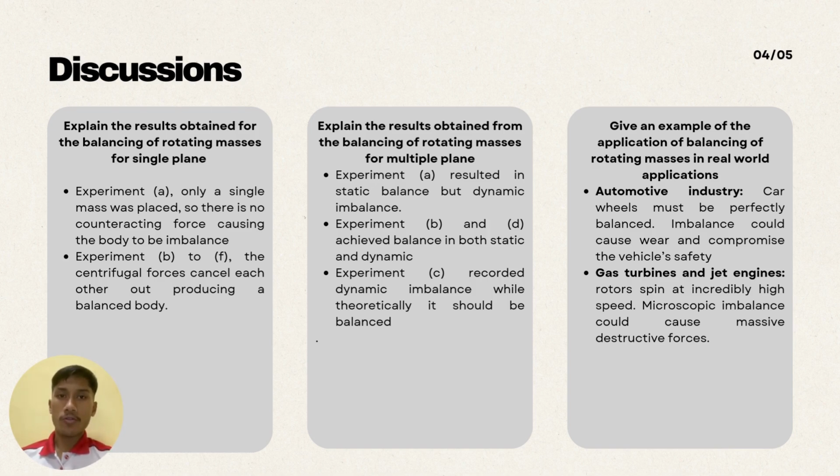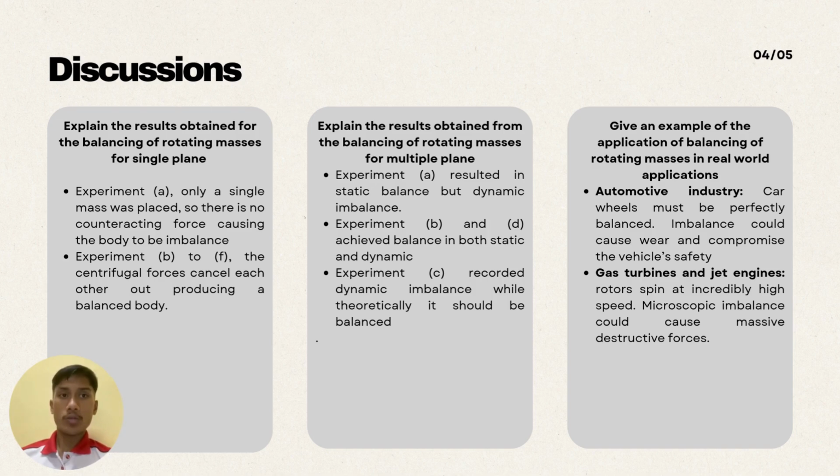So basically for question number 1, explain the results obtained for the balancing of rotating masses for single plane. During experiment A, there was only one mass placed, so unlike experiments B to F, there was no mass counteracting that single mass from experiment A, so it recorded an imbalance condition, while in B to F there were forces counteracting, so it was balanced.